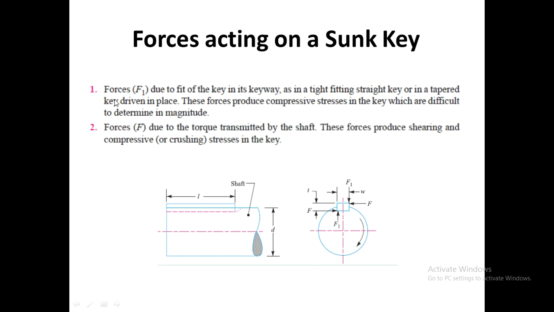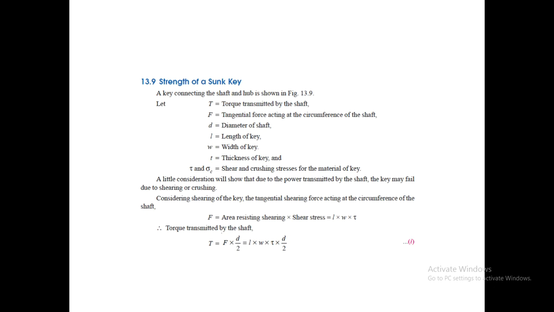And the next force is F, which is nothing but the torque or the torsion transmitted by the shaft. Now this torque transmitted by one shaft to the other shaft creates a shearing and a crushing stress on the key. Now this crushing stress is mainly of compressive nature, and so the force F is nothing but the sum of shearing and compressive force.